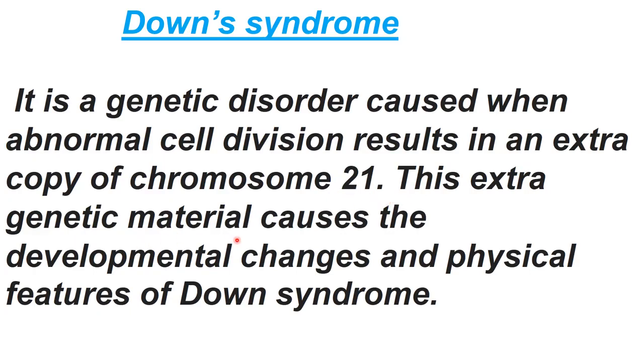This extra genetic material, chromosome number 21, causes the developmental changes and physical features of Down syndrome. So this is the genetic disorder caused due to the trisomy condition, which is due to non-disjunction during meiosis division.